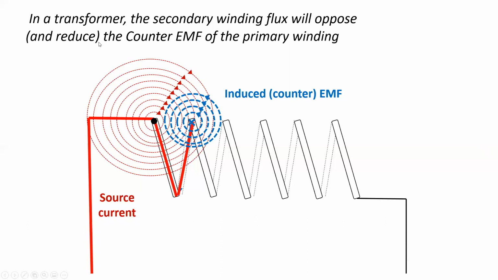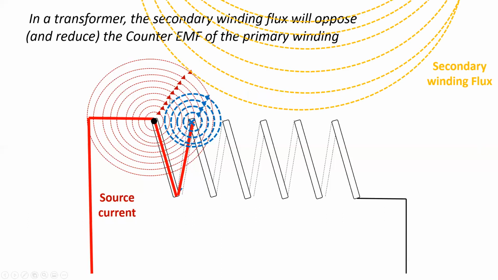In a transformer, there's more than one winding. So I've just shown the primary winding. In a transformer, there is a secondary winding, and the secondary winding flux will oppose and reduce the counter EMF, the blue that we see here. So the secondary winding will also generate its own magnetic flux. And what it will do is it will oppose this flux here.